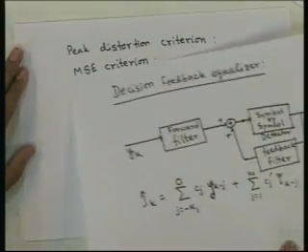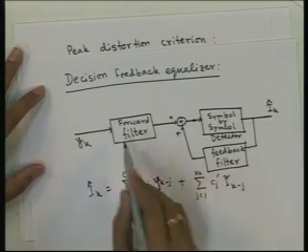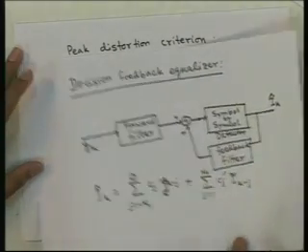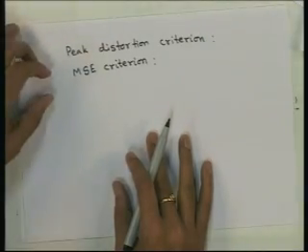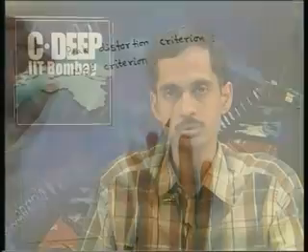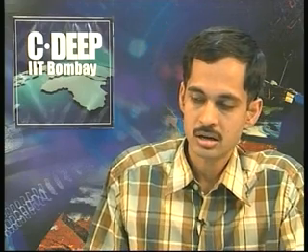Now, as we said, these two filters now need to be designed based on some criterion, and just like the feed forward filter, we have two different criteria in this case also. One is the peak distortion criterion, the other is the MSE criterion, that is the mean square error criterion. And by these two different criteria, we will get two different solutions for the two filters. Now, these are some techniques for equalizer design. There are many other techniques and many other variations of the same ideas, which we will not discuss in this course.